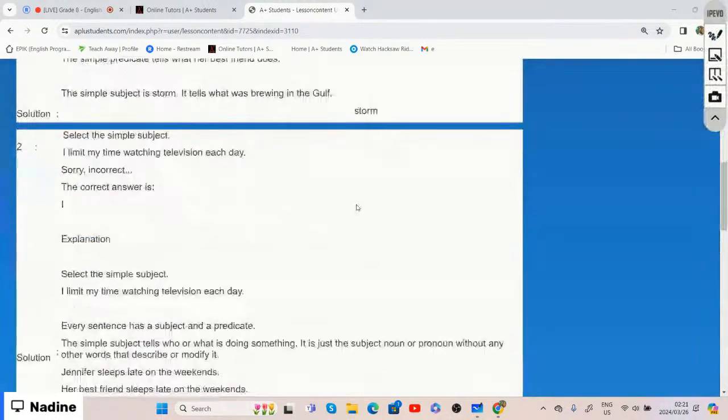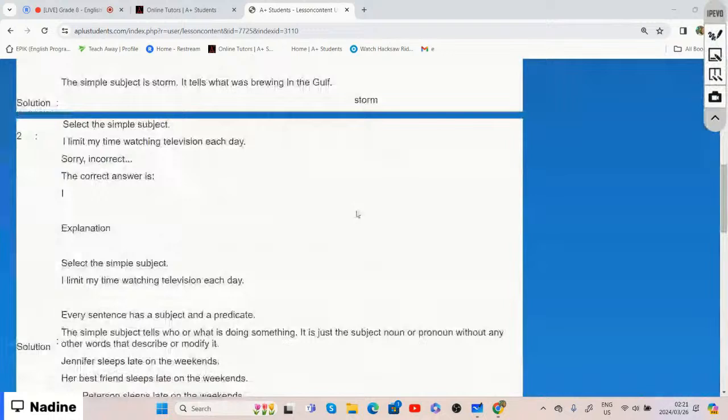We need to select the simple subject. I limit my time watching television each day. We need to select the simple subject within that sentence. Who or what is doing something? I limit my time watching television each day.